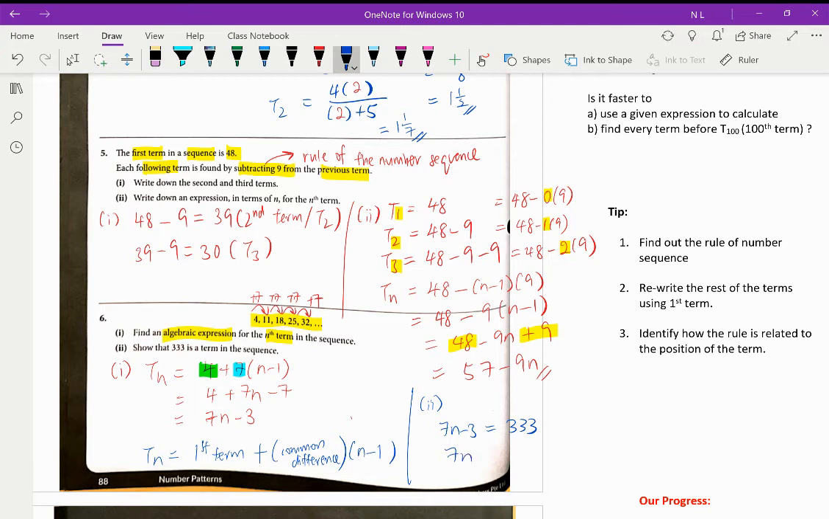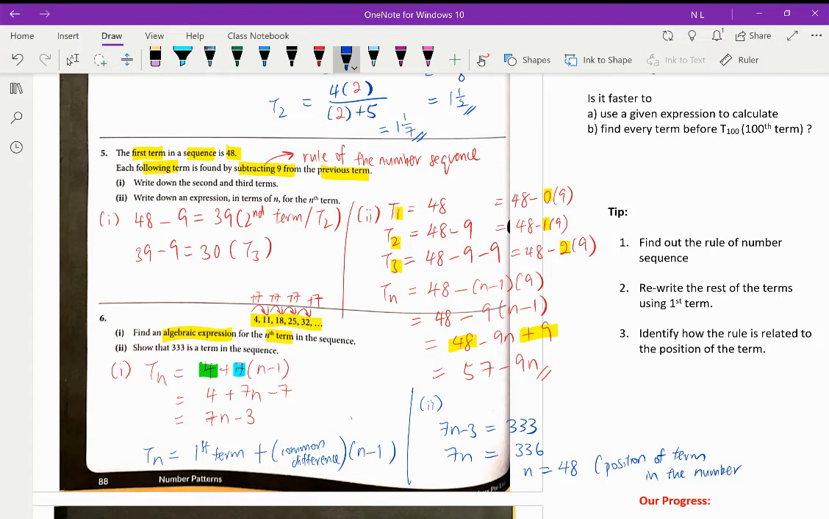So 7n will be, plus 3 on both sides, 336. And n, when you take 336 divide by 7, it gives you 48. So what does 48 mean? This 48 over here means the position of the term in the number sequence.